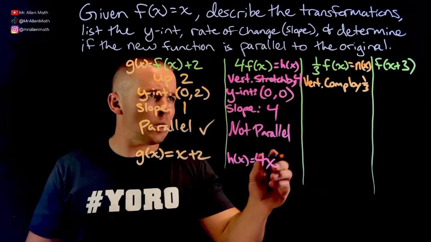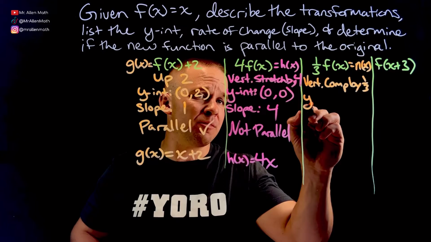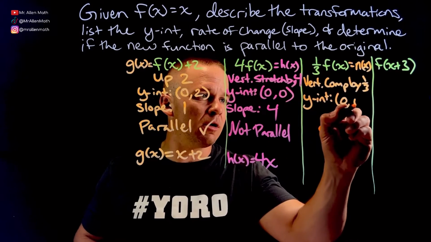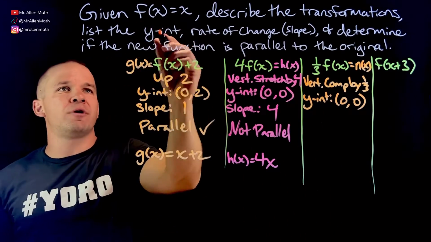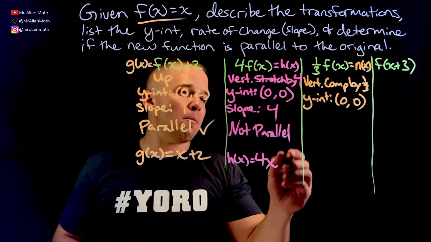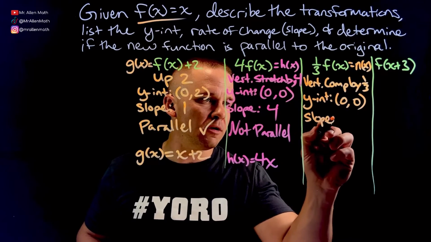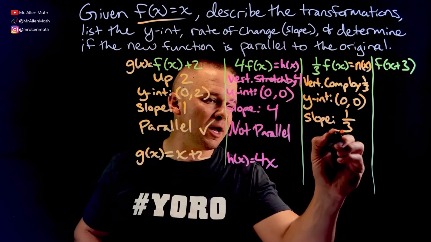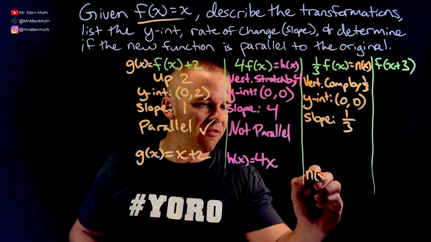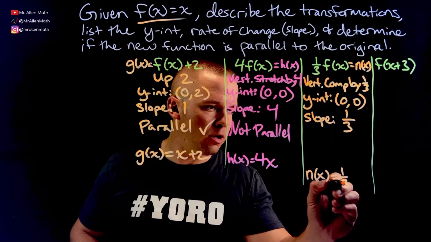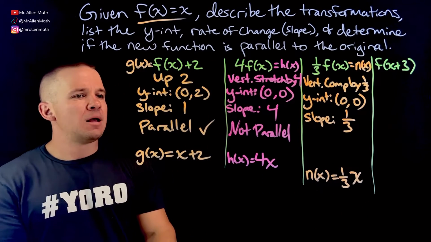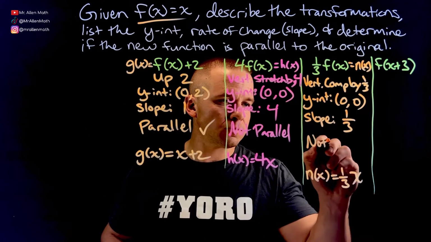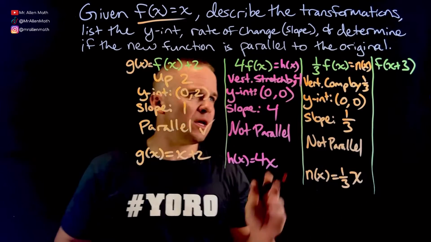Okay, y-intercept. I didn't move up or down, I'm just compressing it. So my y-intercept stays the same at (0, 0), just like my parent function. My slope, however, if you think back to the last one, the slope became 4. Now my slope's going to be 1/3. At this point, let me write my n of x function here: 1/3 x. Is it going to be parallel? Different slope. Not parallel.